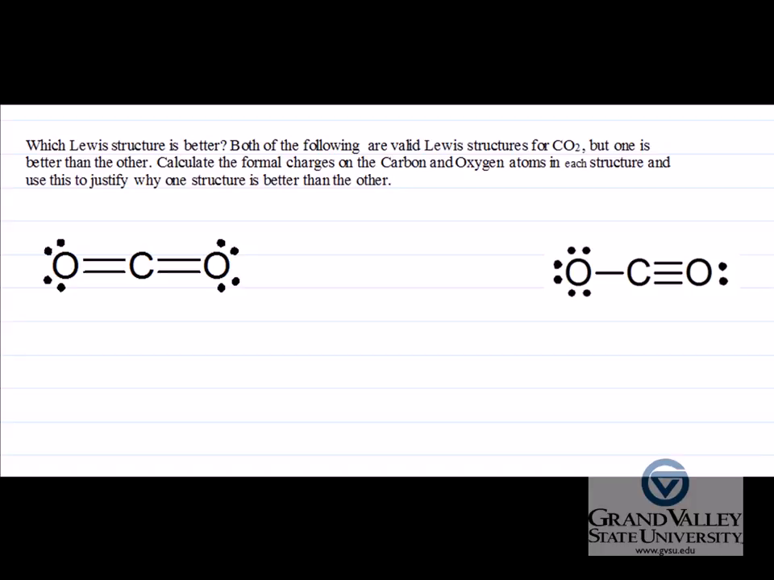And here's the question. Which Lewis structure is better? Both of the following are valid Lewis structures for CO2, but one is better than the other. Calculate the formal charge on the carbon and oxygen atoms in each structure and use this to justify why one structure is better than the other. Please pause the video and good luck.